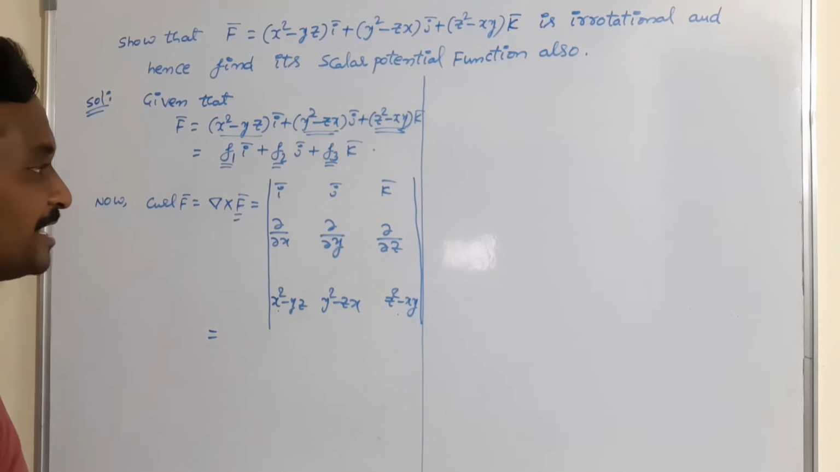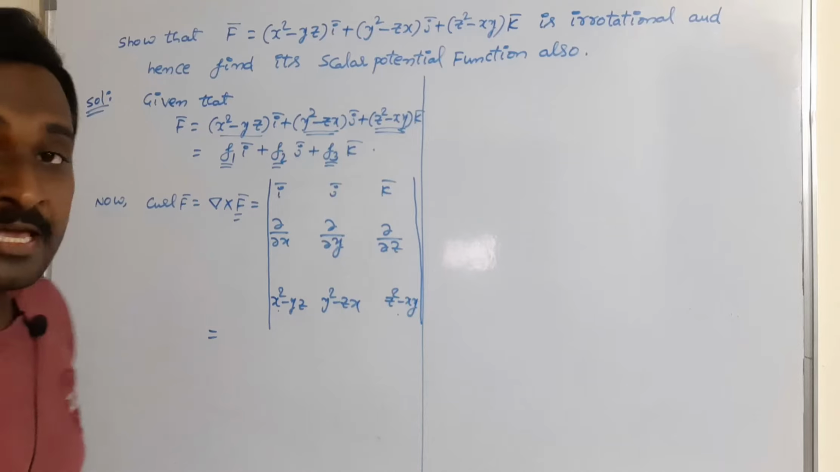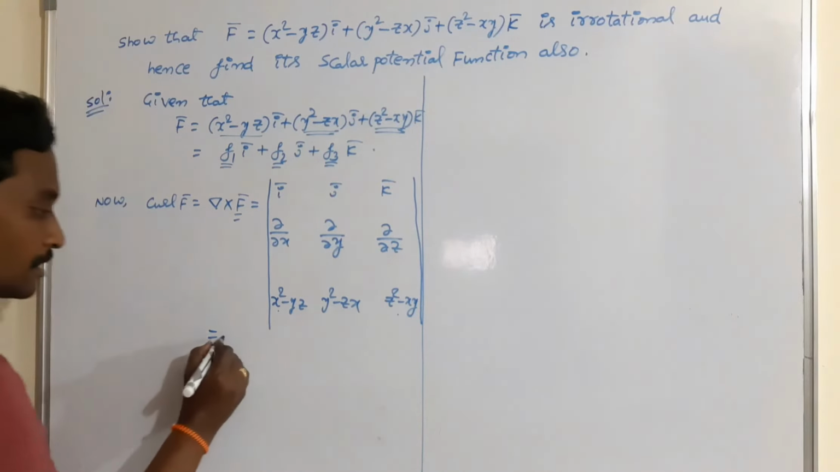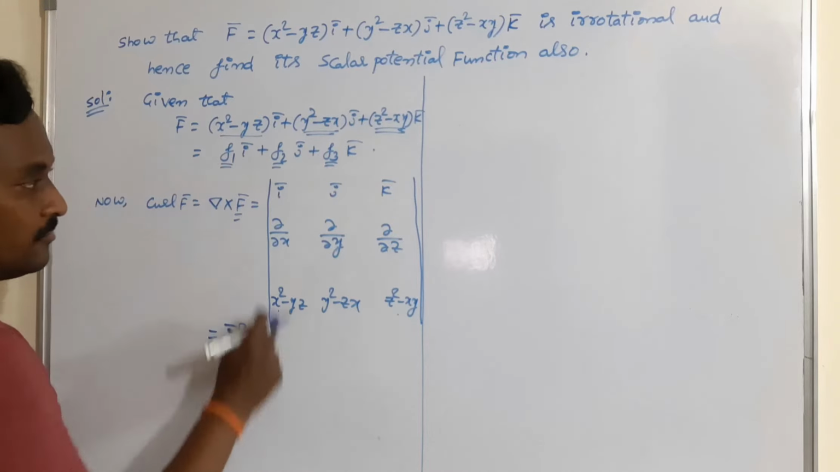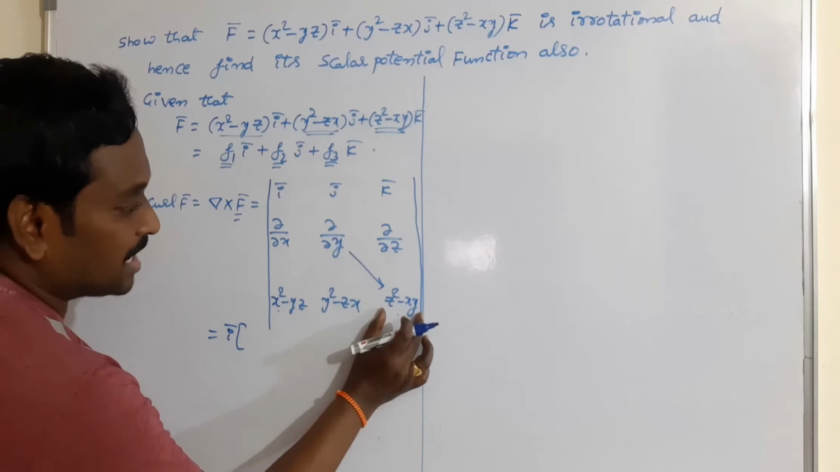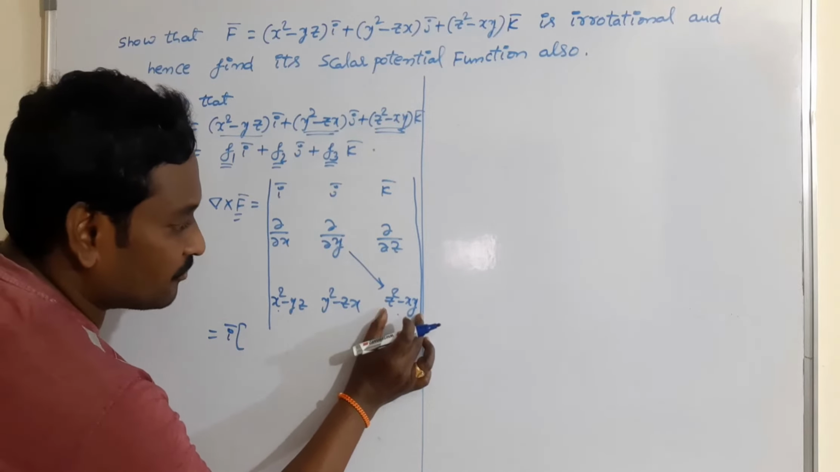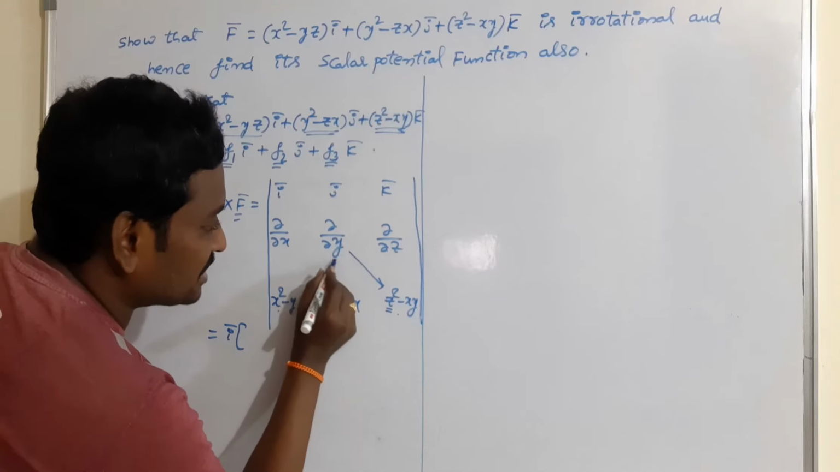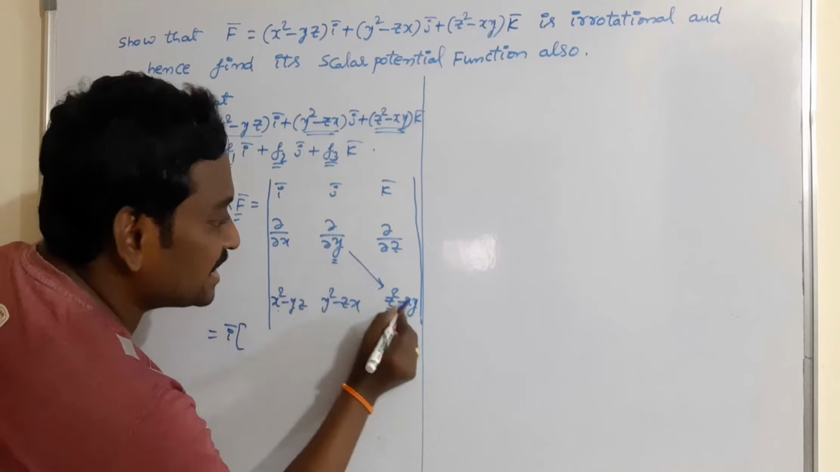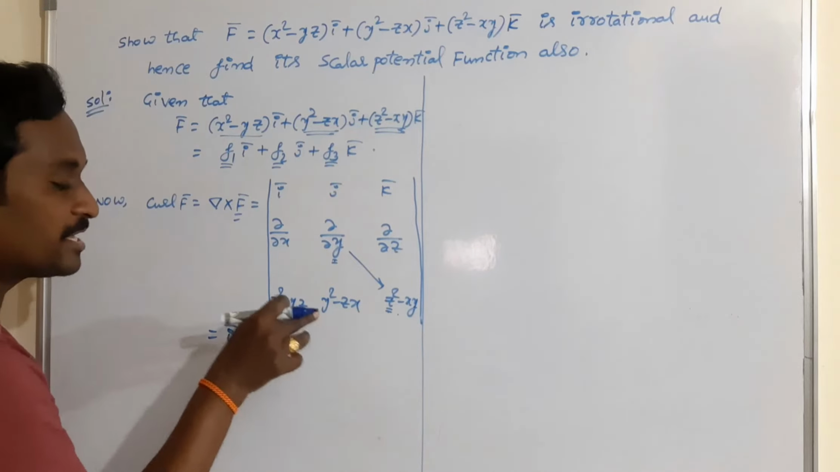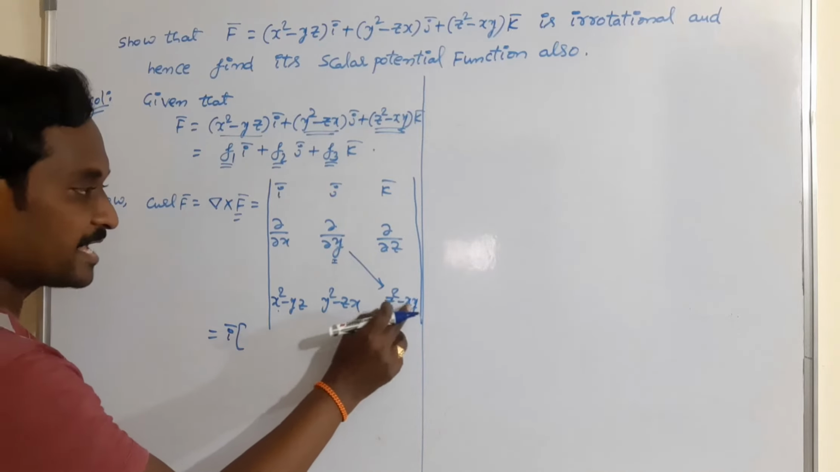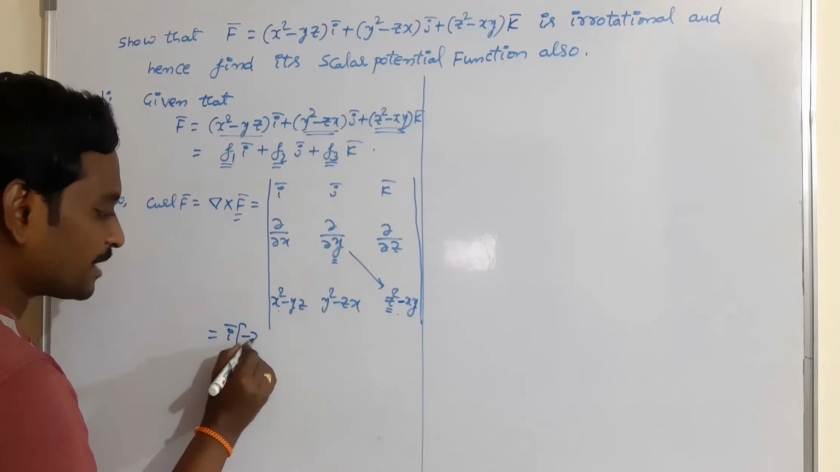I sincerely hope that all engineering students are very familiar with finding the determinant of a 3x3 matrix easily. i bar into, close the first row and first column, and dou by dou y of this term, the partial derivative of this term with respect to y. So the partial derivative of z square with respect to y is 0, and the partial differentiation of xy with respect to y is x into 1. Just take the differentiation for y only. So x into 1 is x. Since there is a negative sign, you will get minus x.